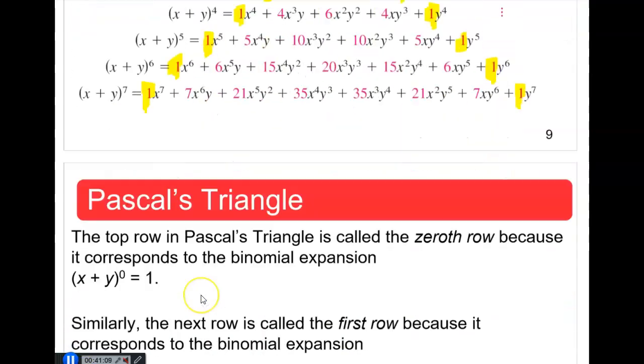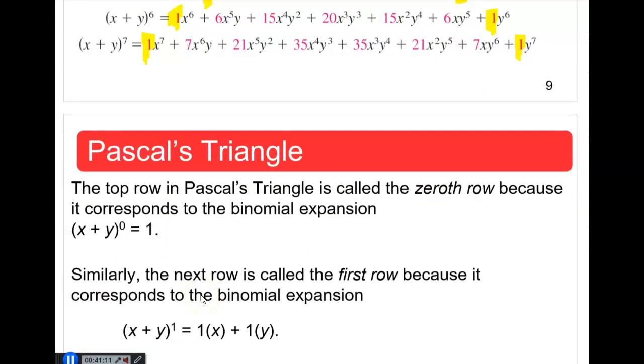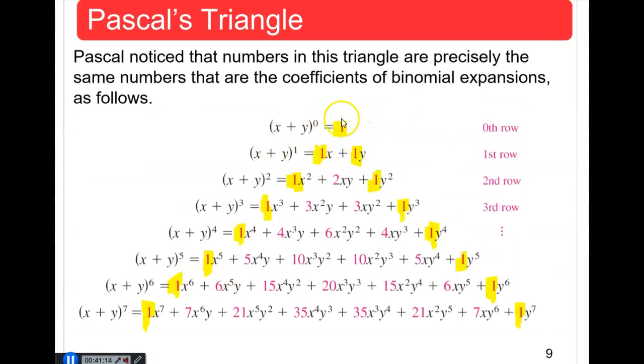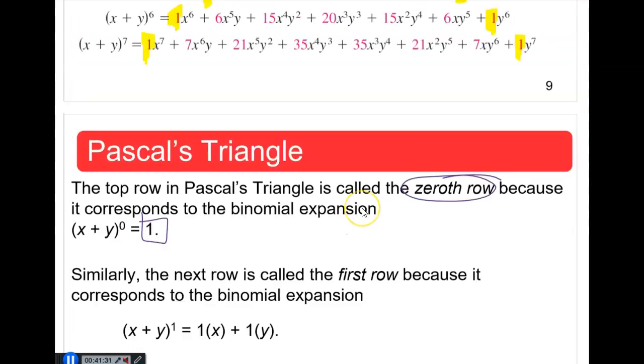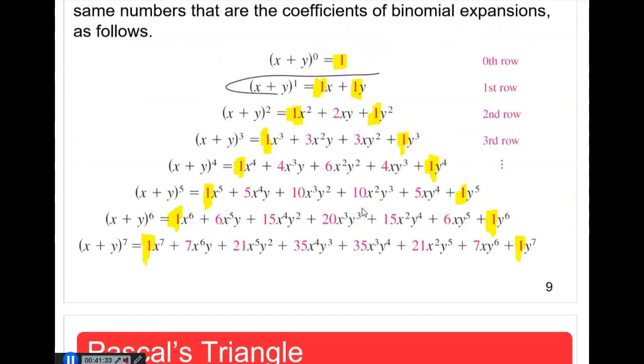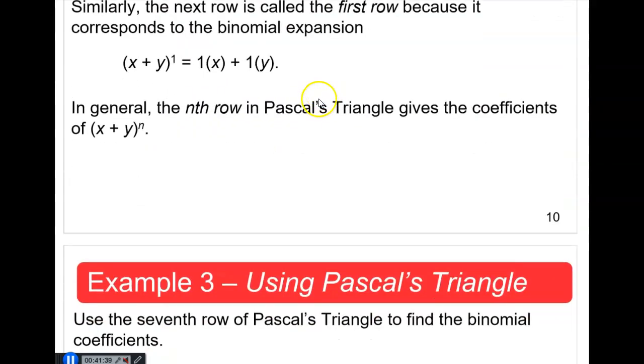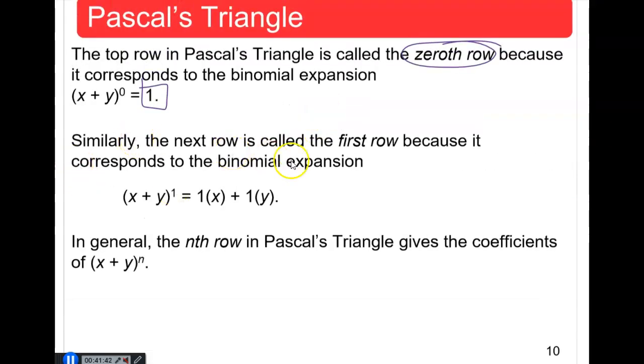So moving on, we have that the top row, as you can see here, the top row of the pyramid or the triangle, it is a 1 because it is x plus y to the power 0, which is equal to 1. And that is considered the 0th row, not the first row. The first row is actually going to be this one, the one that has the exponent of 1. So similarly, the next row is called the first row because it has the exponent of 1.